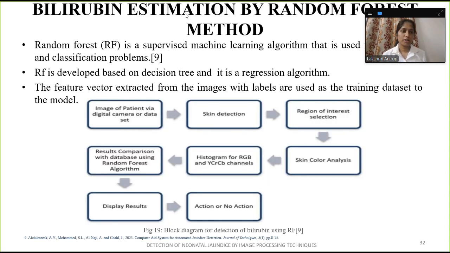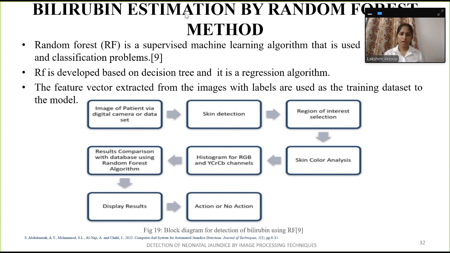The next machine learning model is random forest. Random forest is a supervised machine learning algorithm which is used for regression and classification problems. RF is developed based on decision tree, and it is a regression algorithm. The feature vector extracted from the images with labels are used as the training data set to the model.